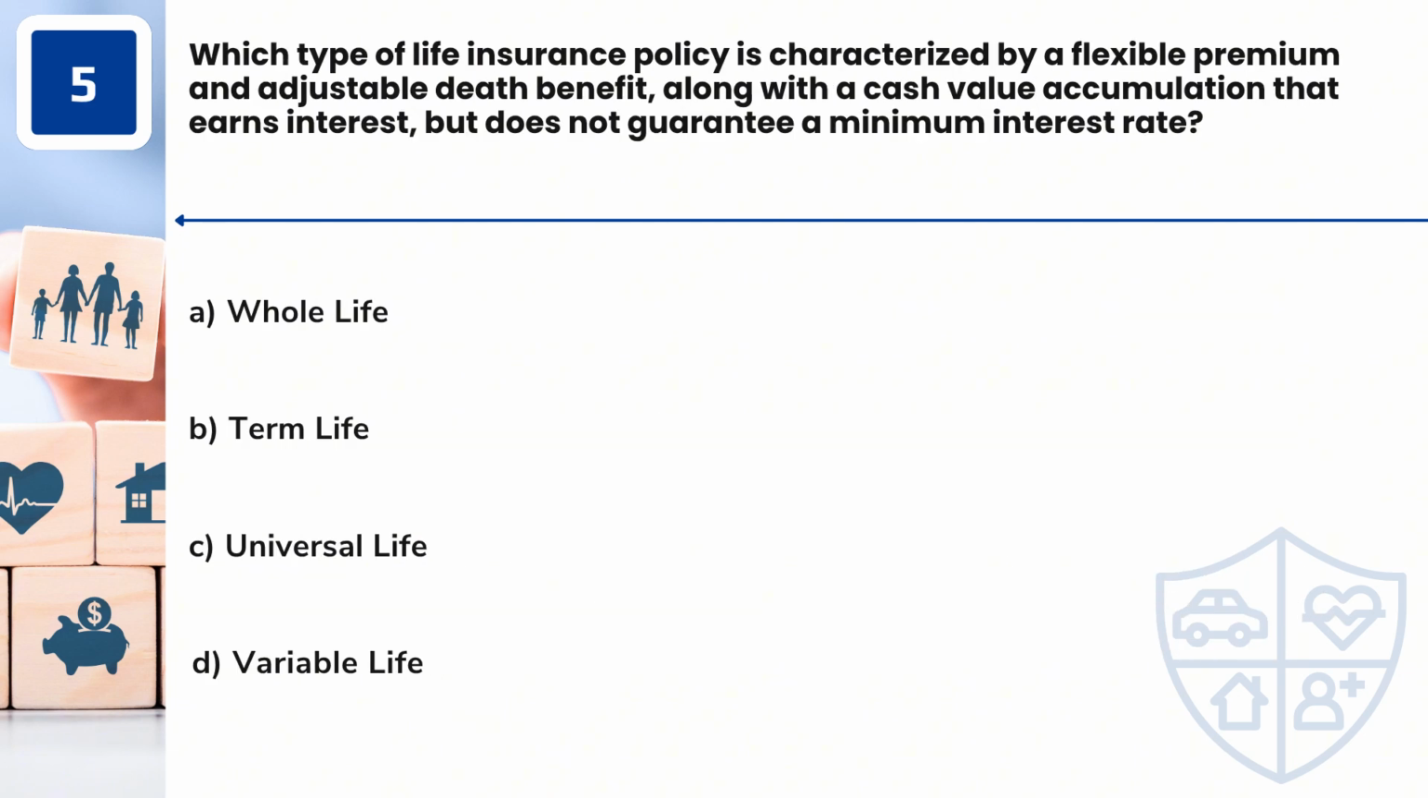Question 5. Which type of life insurance policy is characterized by a flexible premium and adjustable death benefit, along with a cash value accumulation that earns interest, but does not guarantee a minimum interest rate? A. Whole life. B. Term life. C. Universal life. D. Variable life.